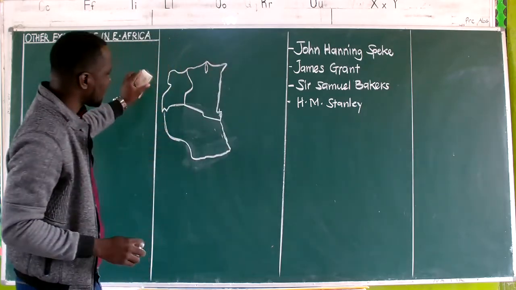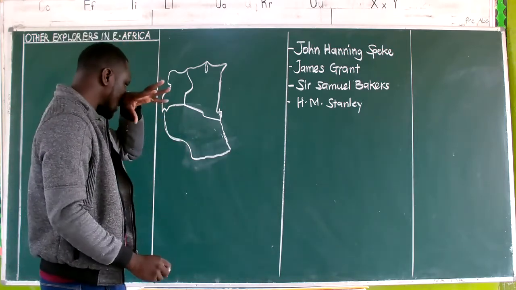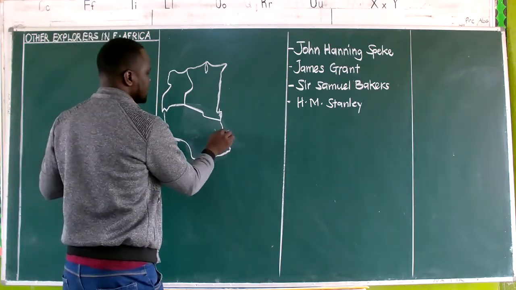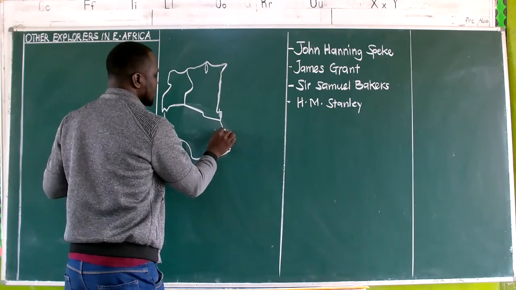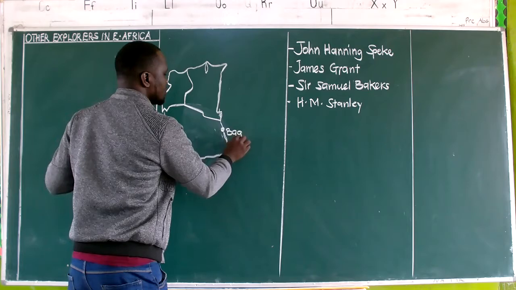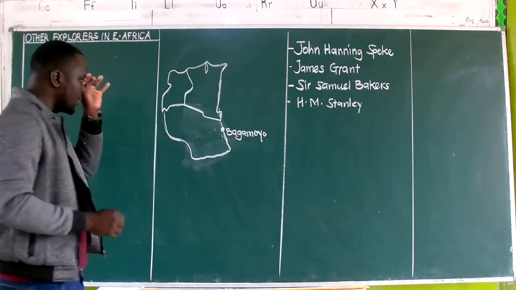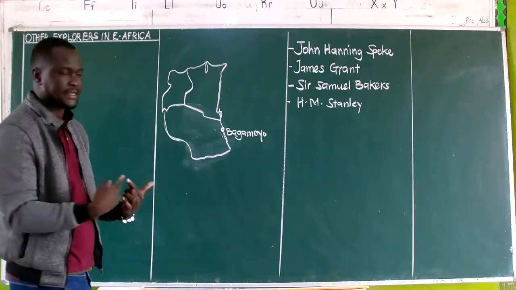So we are going to have our sketch map of East Africa, which is going to guide us to understand the entry of these people. We say John Speke came and entered through Bagamoyo. So we are going to have Bagamoyo here. And we say Bagamoyo became the main entrance.